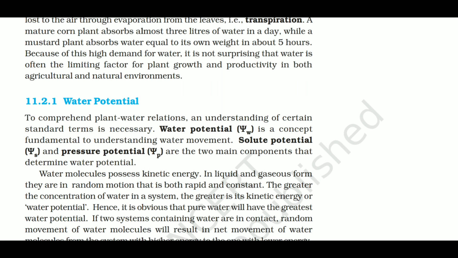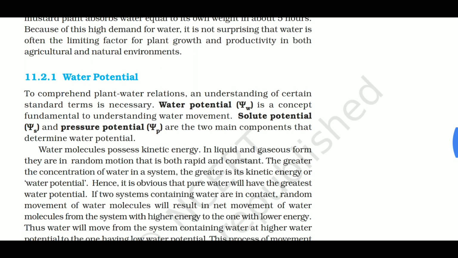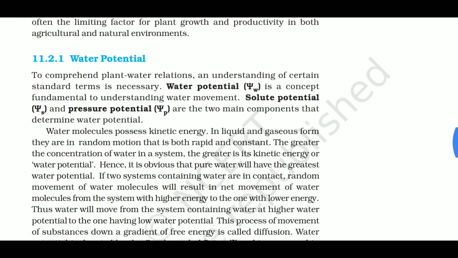A mustard plant absorbs about its own weight in water in about 5 hours. So if they are planting a mustard crop, it requires more water. Because of this high demand, it is not surprising that water is often the limiting factor for plant growth and productivity in both agricultural and natural environments. Because of that, water plays a very key role in agriculture.